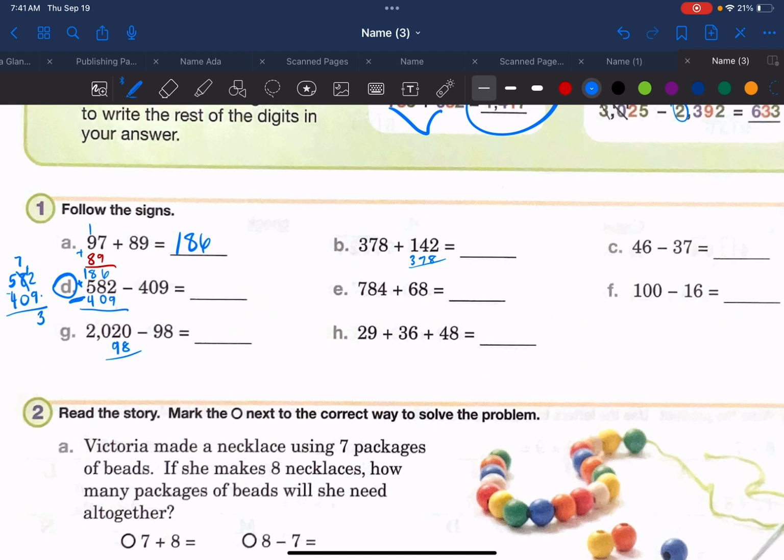All right, now in my tens, I have 7, take away 0. And then finally, 5, take away 4. Then just write down the line. Okay? Feel free to keep doing it that way.